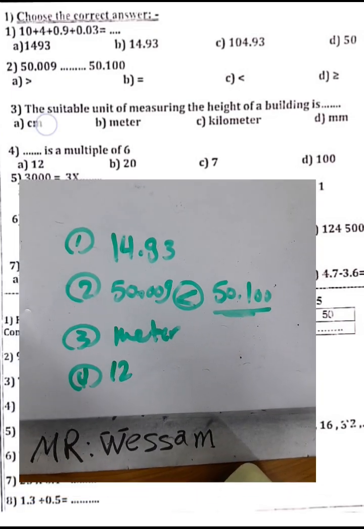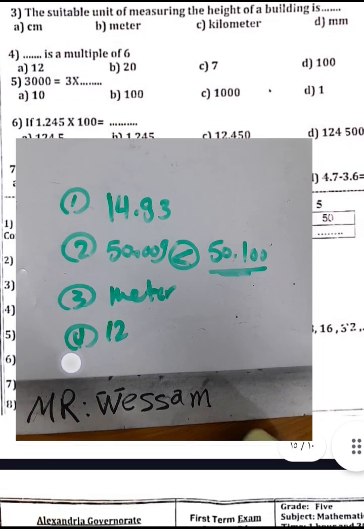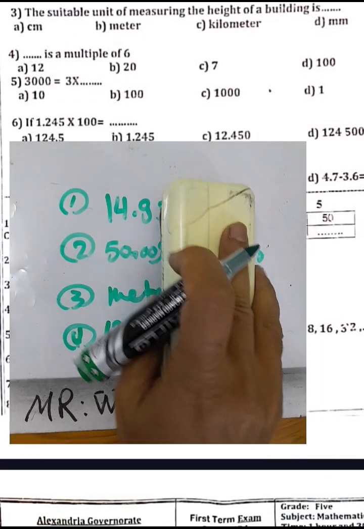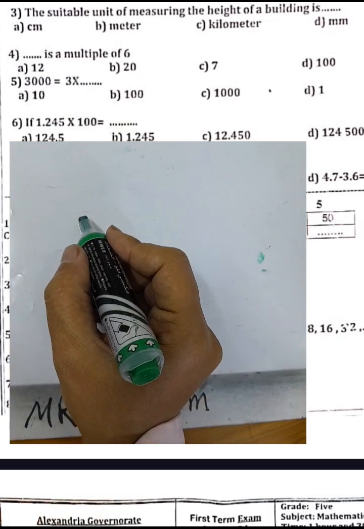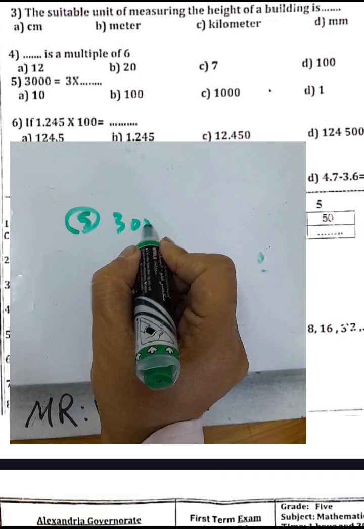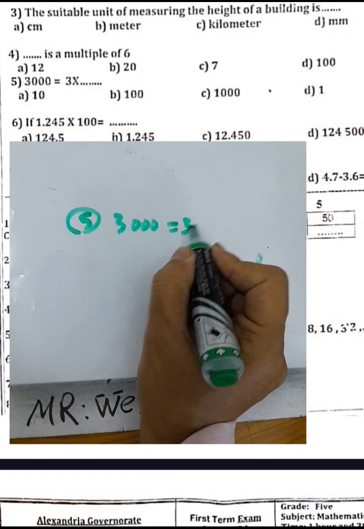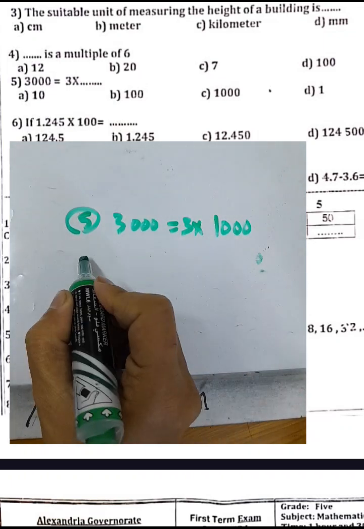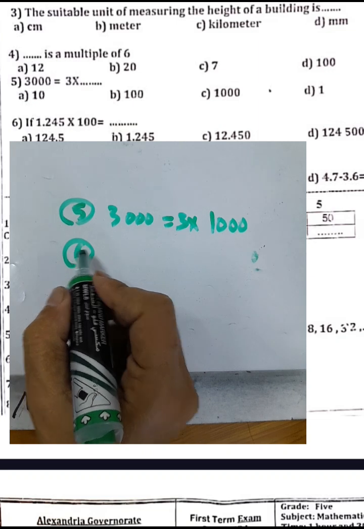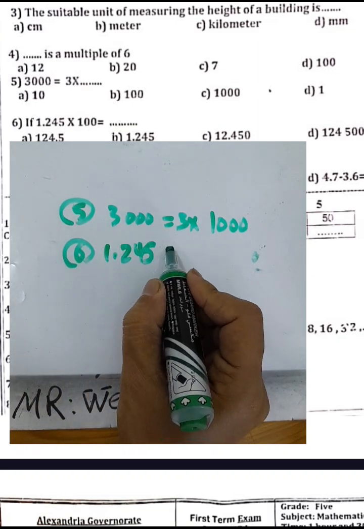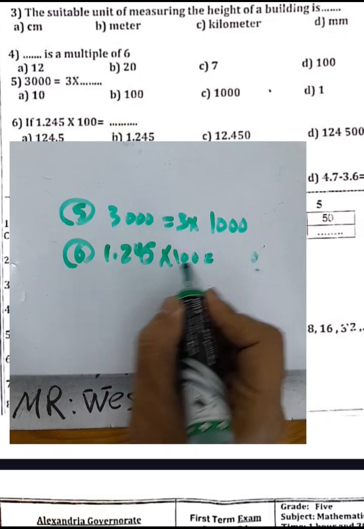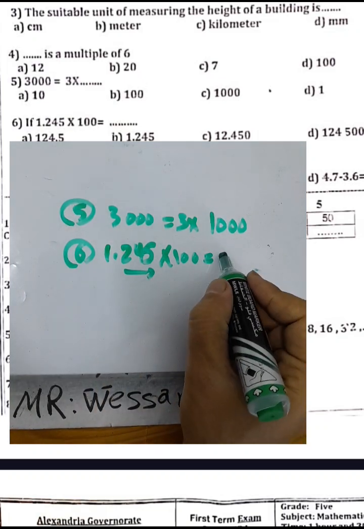Okay. Question number 5. 3,000 equals 3 multiplied by what? By 1,000. Question 6. 1.245 multiplied by 100. You must move the point to the right by 2 places, 124.5.